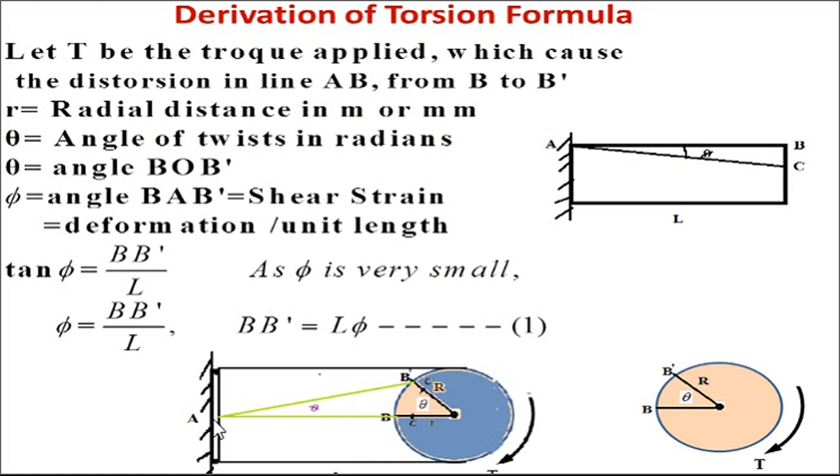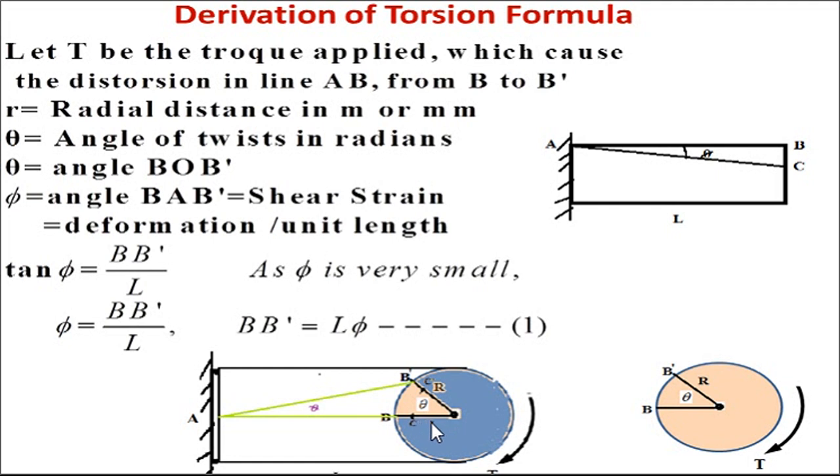Here, if the initial length is AB, it will change to AB dash, which means there will be some distortion in the cross section. R is the radial distance in meter or in mm. This is the R I have shown here. If we consider point C, it will change to C dash. If we consider point B, it will change to B dash.